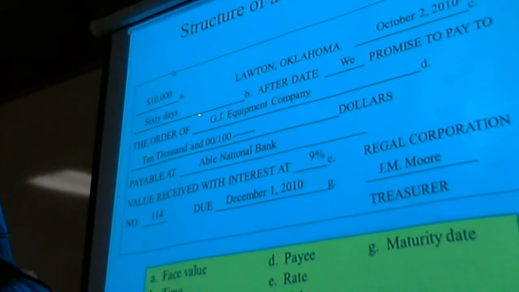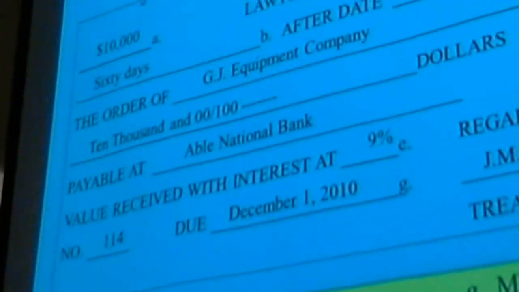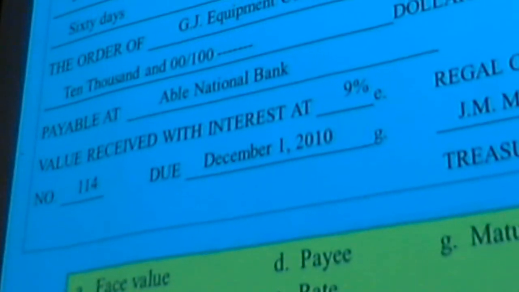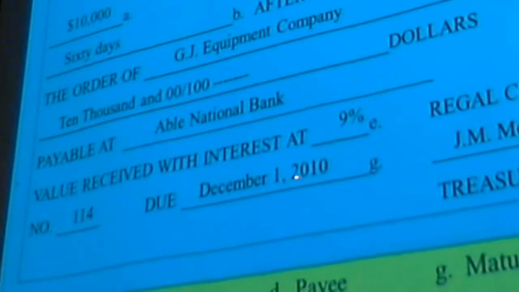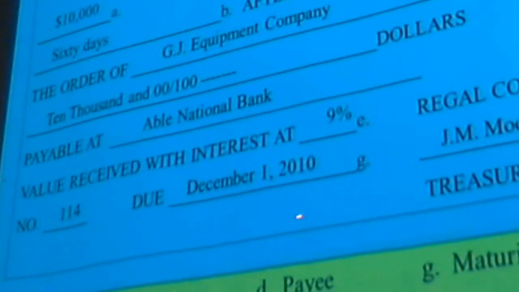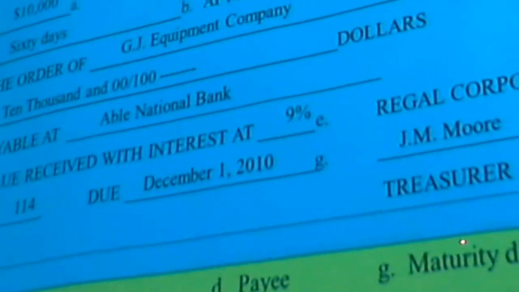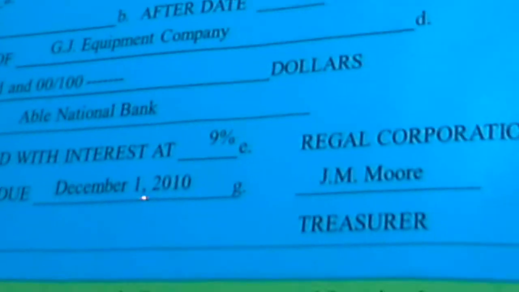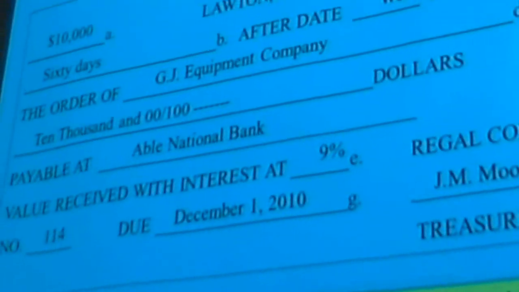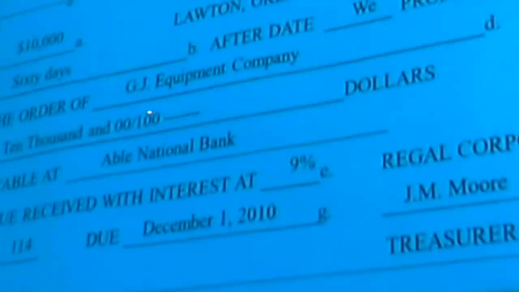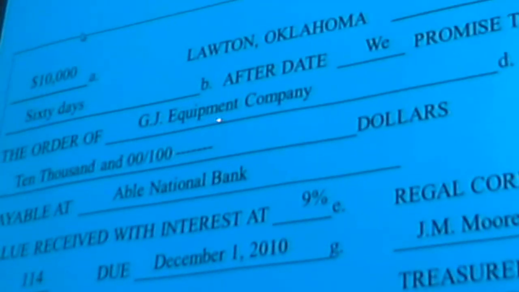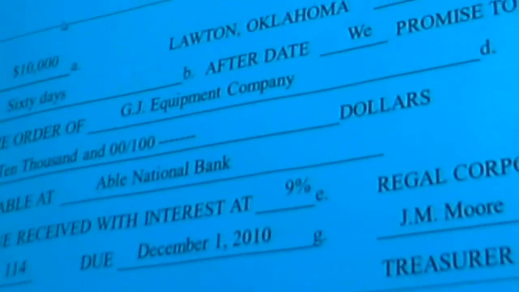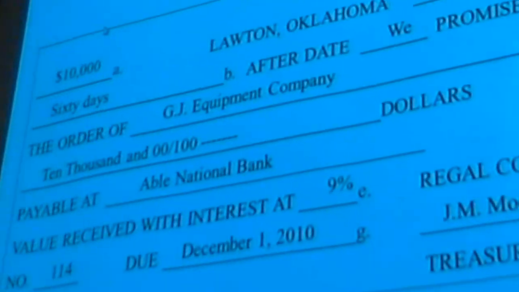So from October 2nd, which is the date of borrowing, we go 60 days into the future, and it'll be due when? December 1st. The maturity date, December 1st. Okay, so moving right along. The payee, Part D. That is the person who is receiving the money, right? That is the person who is signing for the money, who owes, the borrower.